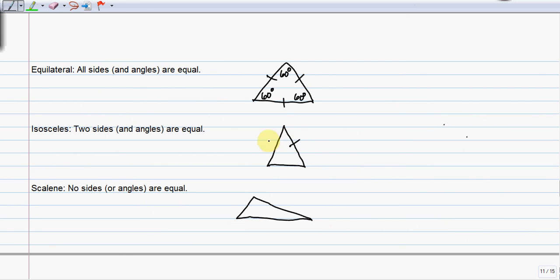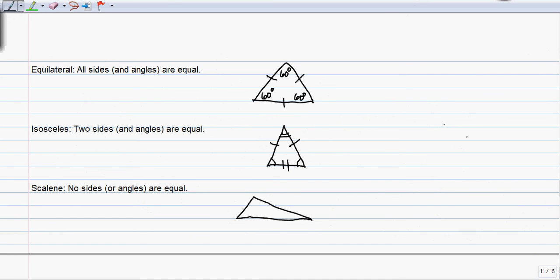An isosceles triangle is a triangle where two sides are equal. So, for example, these two sides are equal. This side is different. Again, we use one dash, and that denotes that these two sides are the same length. This side is a different length. And then these two angles, the ones opposite the equal sides, are equal to each other, whereas this angle might be different.